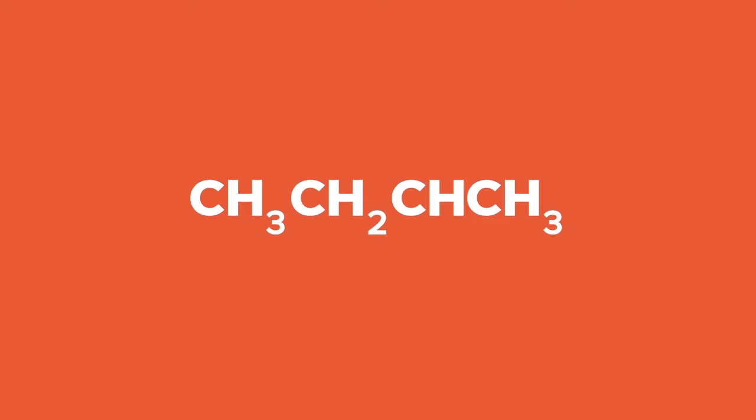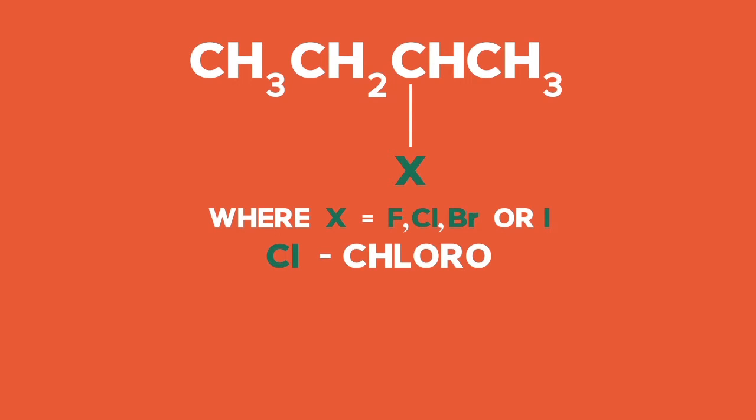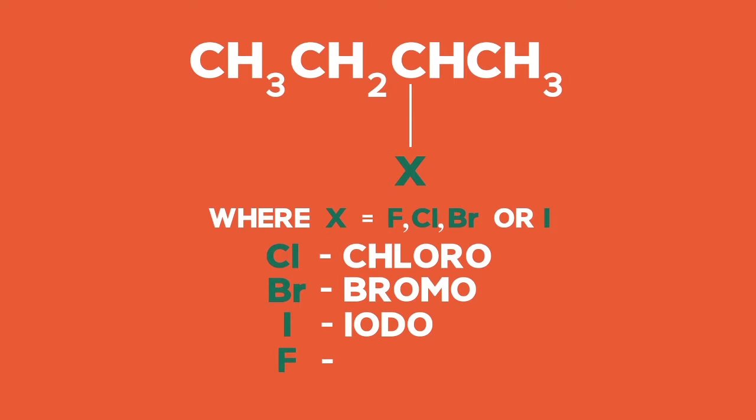Let's start with the halogens. In organic chemistry, we use the letter X to represent any one of the halogens in group 7. X is therefore Cl, Br, I, or F. The words we use to tag these substituents onto the front of the root word are Cl, chloro; Br, bromo; I, iodo; or F, fluoro.